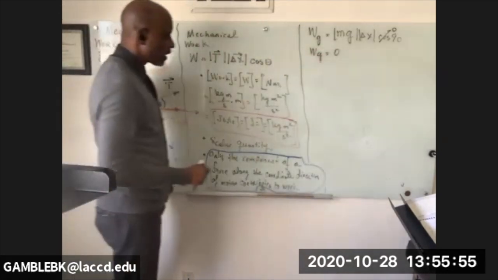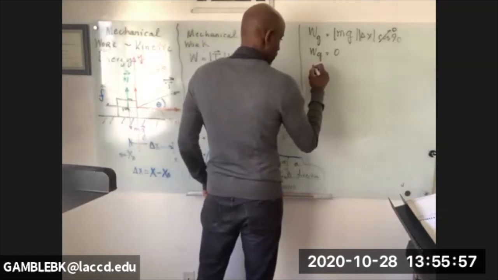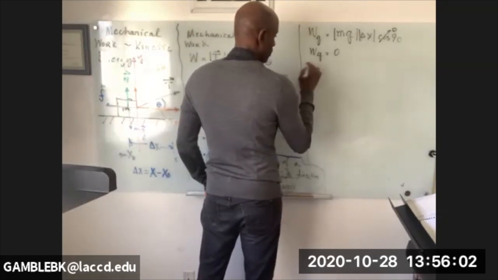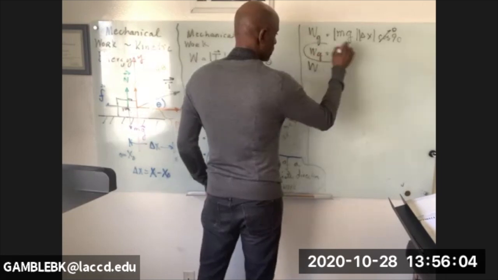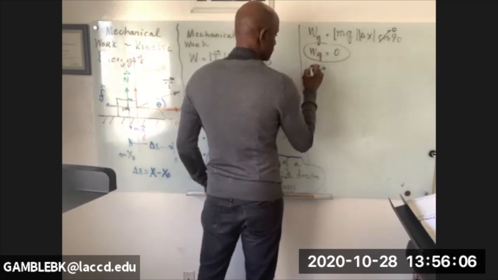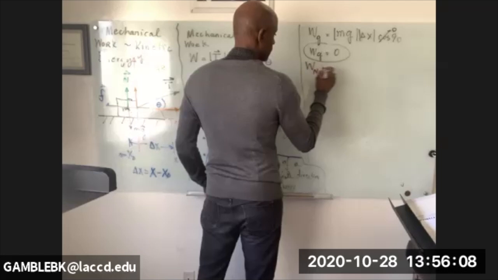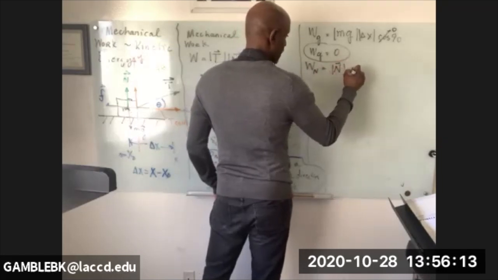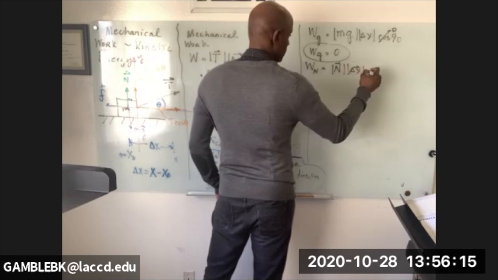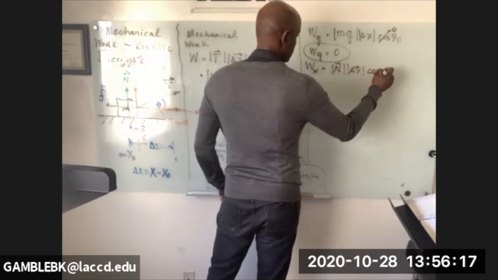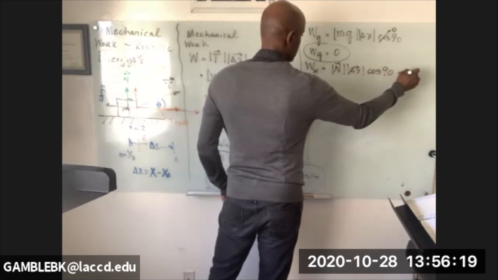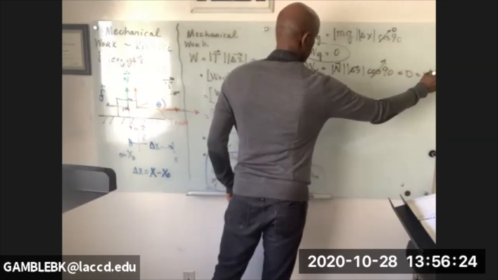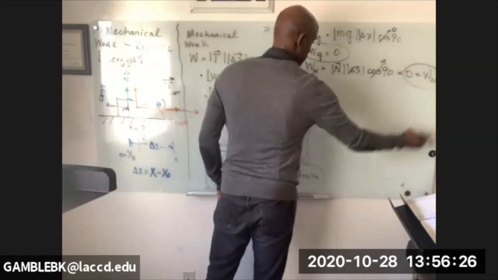Likewise, the normal force is going to give you 0 work as well. The work done by the normal force is equal to the magnitude of the normal force times delta x times the cosine of 90 degrees, which again is 0. The work done by the normal force is 0.